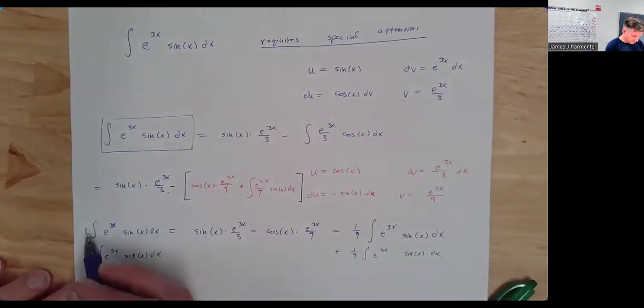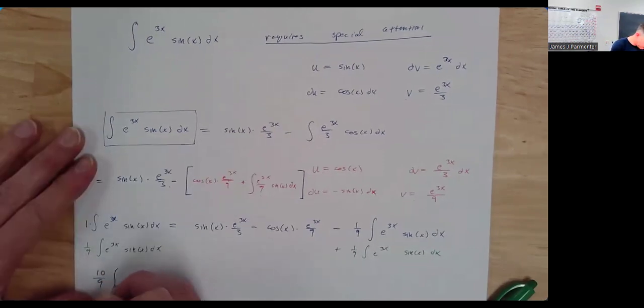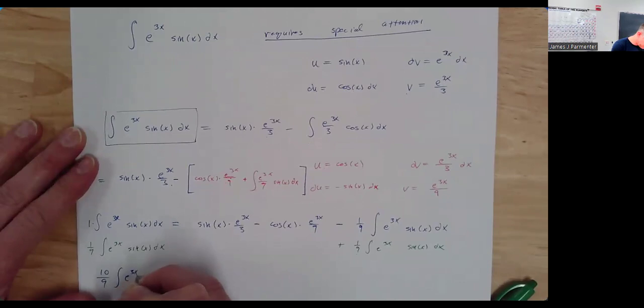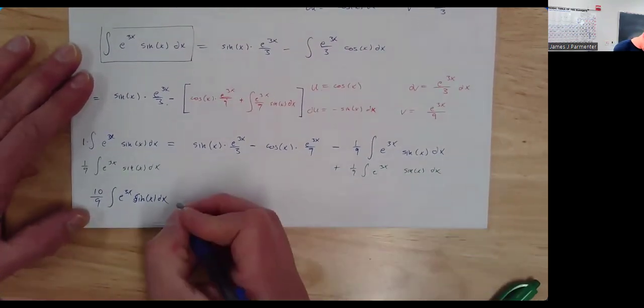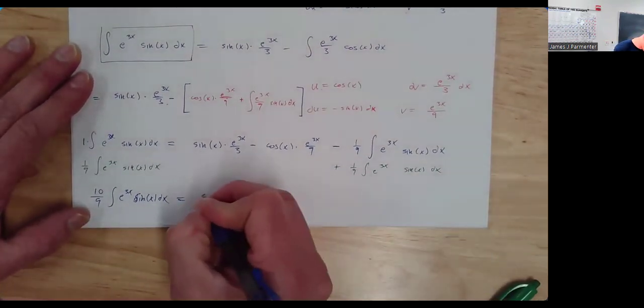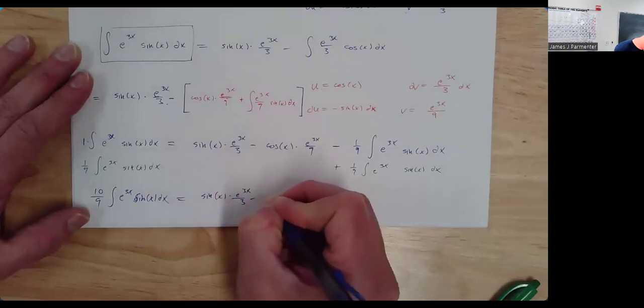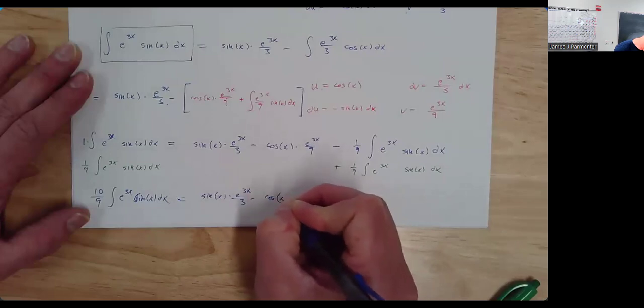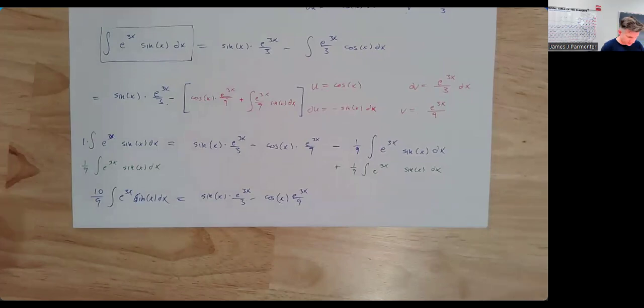So here we have, or you could think about it like factoring out the integral, but essentially you have 1 plus 1/9. So you have 10/9 of the integral you're trying to find, the integral of e to the 3x times sine of x dx, equal to sine of x times e to the 3x over 3 minus cosine of x times e to the 3x over 9. And I really wish I had just a little bit more space here, but I think I have to use another piece of paper.